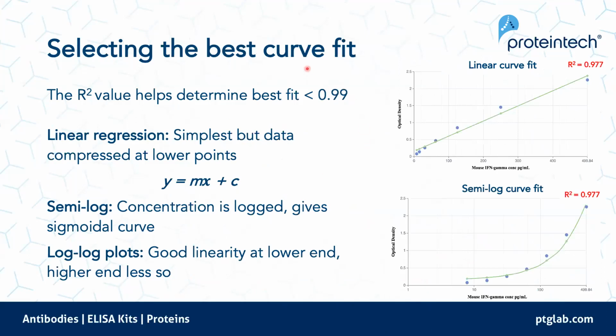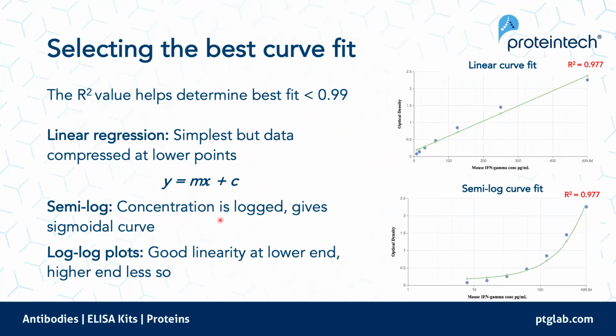In terms of selecting the best curve fit for our standards, one thing that you can do is look at the R-squared value. The R-squared is a goodness of fit measure for linear regression models. The most standard and simplest linear regression is this one here, where it's essentially a straight line. But as we know in biology, a lot of the time, real biological data doesn't necessarily fit a linear curve fit. So other ways that we can look at things are semi-logs.